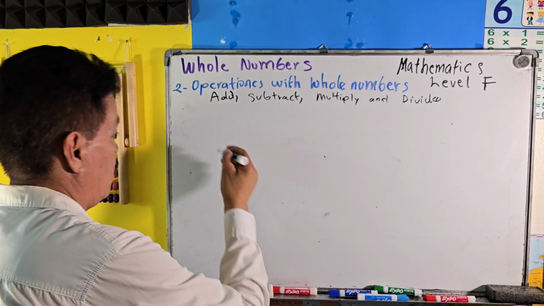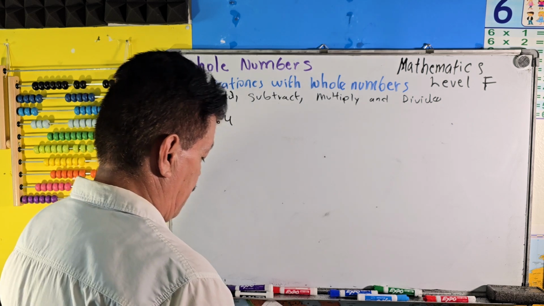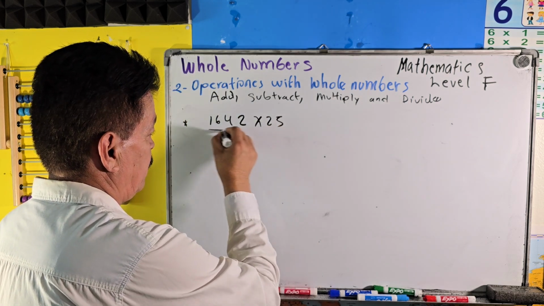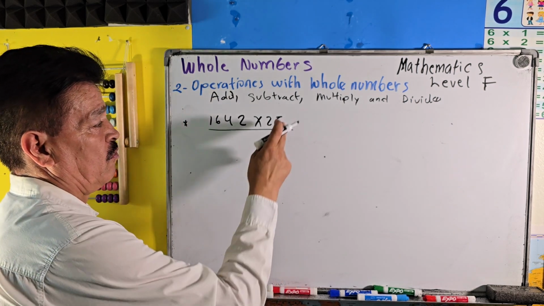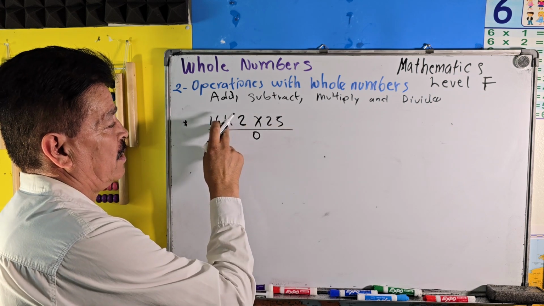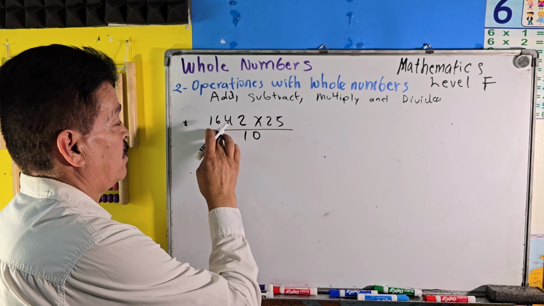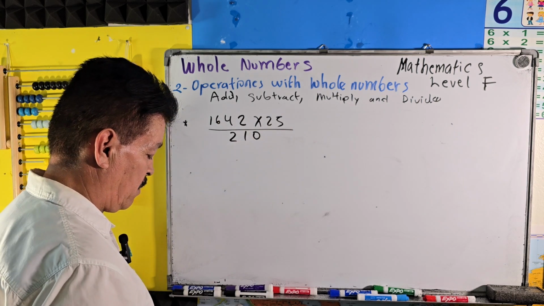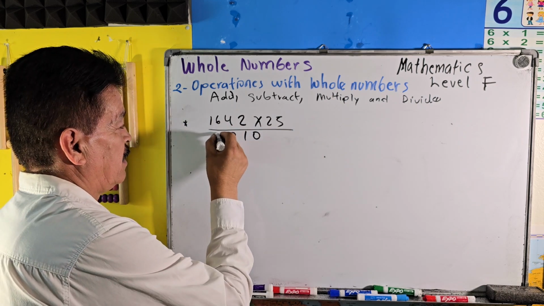Two more problems. So if we have 164 2 times 25. Let's make this operation. So multiplication, 5 times 2 is 10. Then 5 times 4 is 20, 21, and then 2. So 5 times 6, 30, 30, 32. Then 3. 5 times 1 is 5 plus 3 is 8.